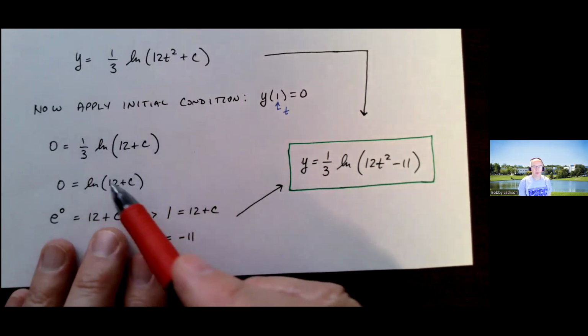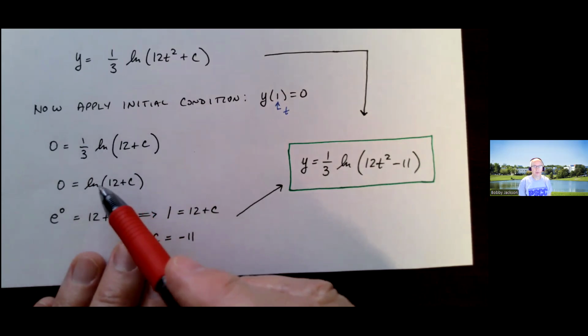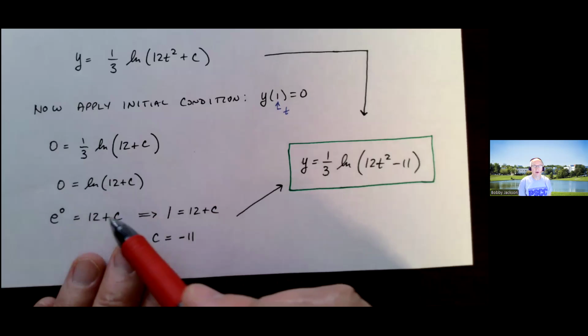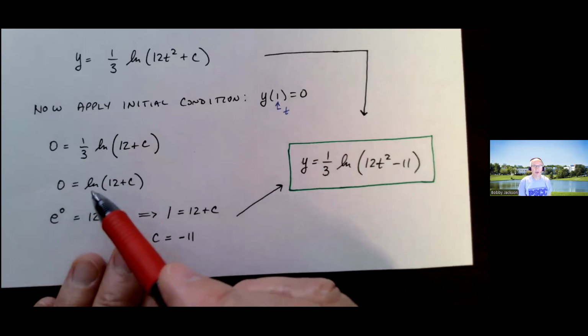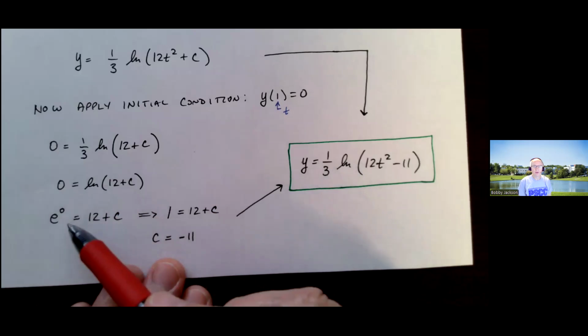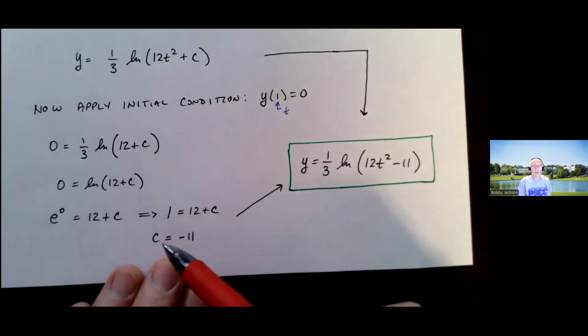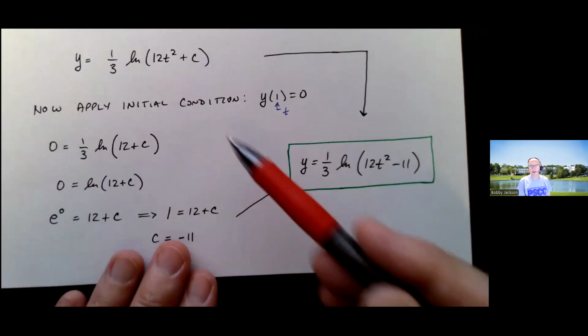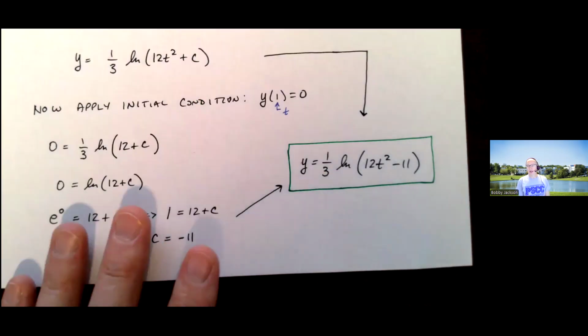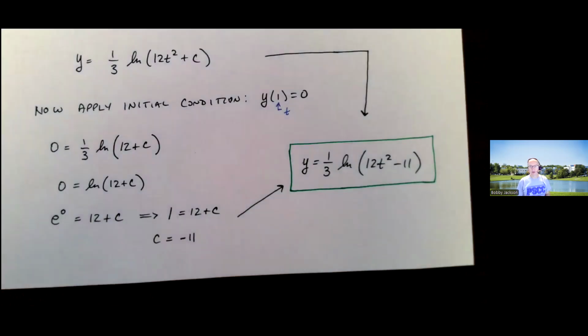Well, I just put it in exponential form, right? Logarithms are exponents. So the log of 12t squared plus c being 0 means the exponent on e is 0 to get 12 plus c. Or if you just exponentiate both sides, e to the 0 is 1, and I get c is negative 11. So replacing c with negative 11, plus a negative number is just minus 11, and there is our particular solution.